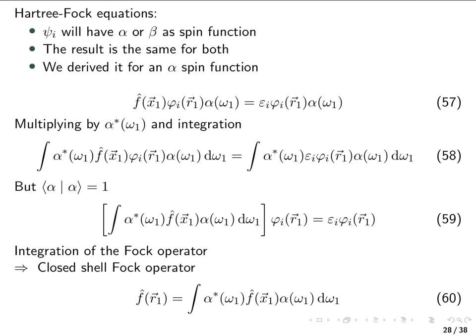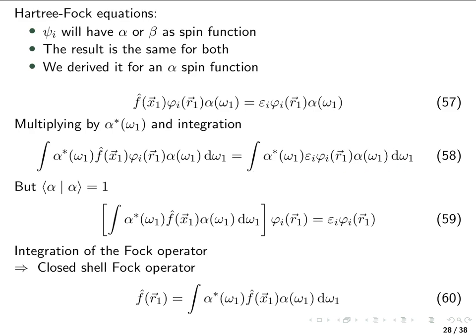So let's just derive the Hartree-Fock equations assuming that the spin orbital in the Hartree-Fock equation was an alpha spin orbital. So instead of the spin orbital psi, I have now a spatial orbital phi multiplied with an alpha spin function on both sides. And in order to get rid of the spin functions now, I multiply from the left with alpha spin complex conjugate and I integrate. So I get an integral on the left side of the Hartree-Fock equation and I get an integral on the right side of the Hartree-Fock equation.